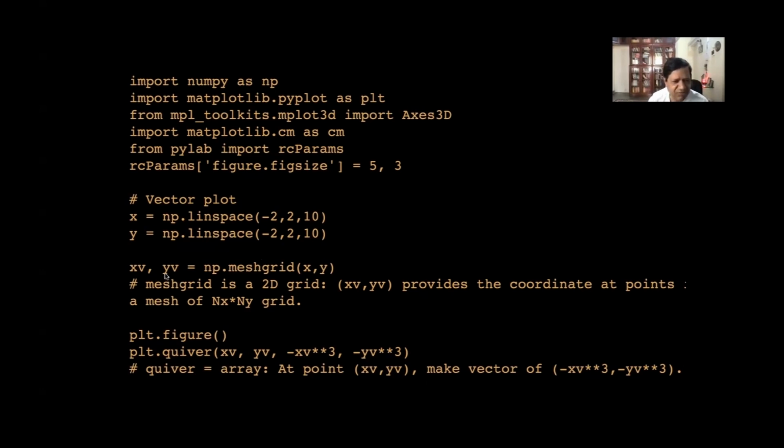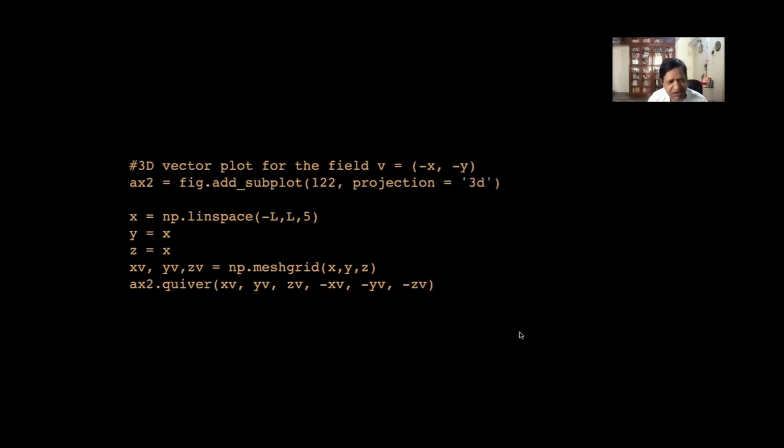Okay. Now we create the mesh. So this is a very important part. Okay, meshgrid. Now given this meshgrid, XV and YV. Okay, the meshgrid. So quiver means arrow. Okay, quiver is a synonym for arrow. So every arrow has two components, x component and y component. In 2D, there are two components. So the x component is minus x cube and the y component is minus y cube. So at every point I create this arrow, with two components. So this is a vector plot, and that is for 2D.